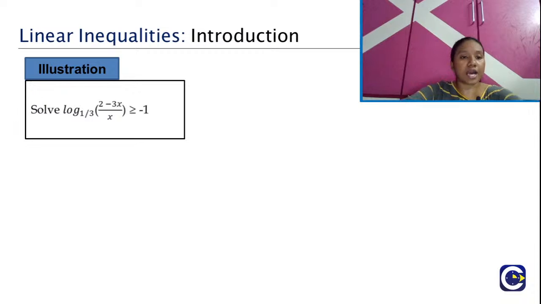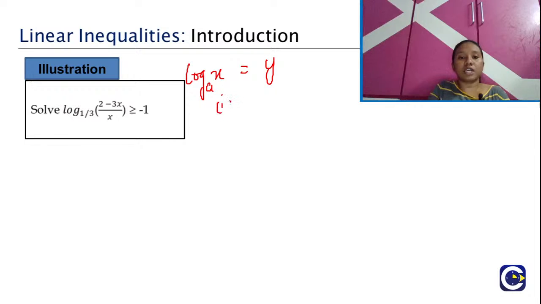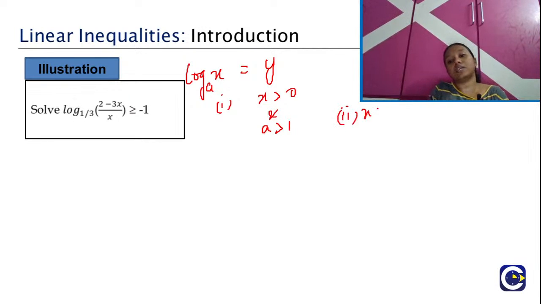So here we are having log of (2 minus 3x) by x to the base of 1 by 3 greater than or equal to minus 1. Along with the base a, we have one more thing, that is the x value. If we have log x to the base a equal to y, the first condition will be x greater than 0, along with a greater than 1, or else x greater than 0 and a lying in between 0 and 1.